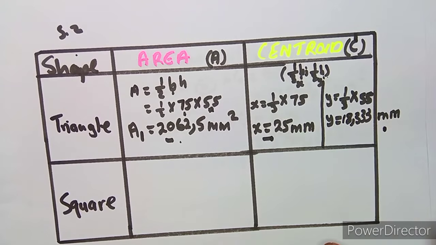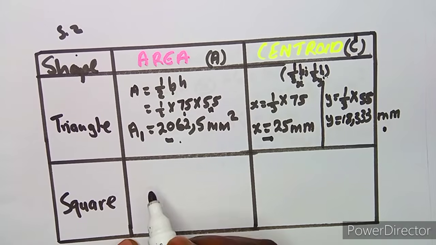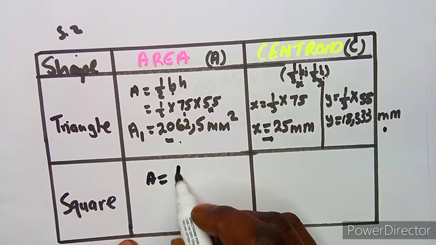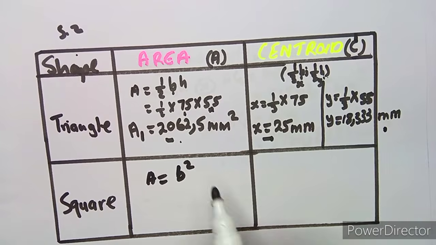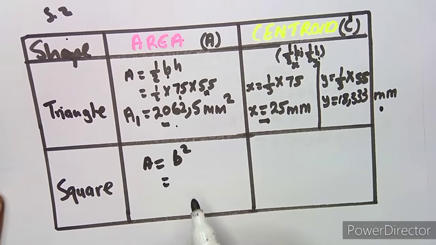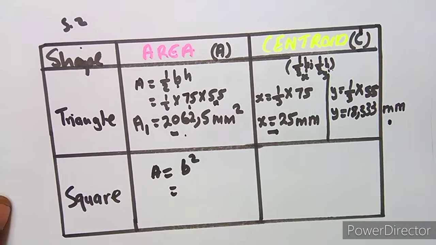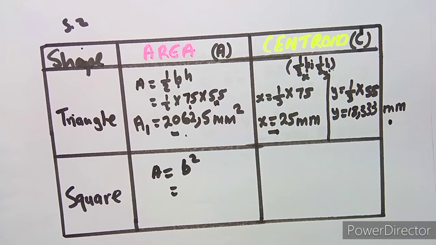So like I said, I've got two methods that I'm going to use. For the square, this is what is going to happen. Remember that for a square, area is equal to side squared. So that is the side that you're given squared, which is b squared, and we are given a side from our shape here, which is 14 millimeters.